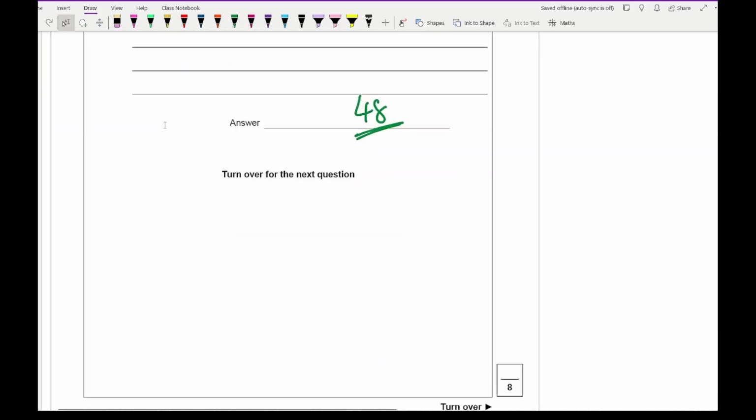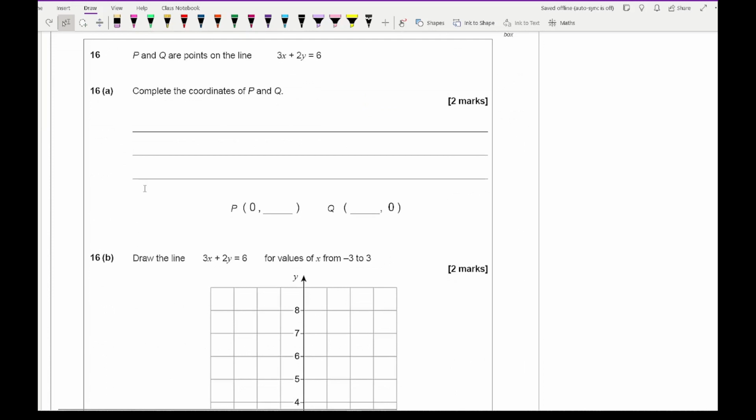Then working with the next question, looking at question 16, it says points P and Q are points on a line. Complete the coordinates of P and Q. So for this, what we need to do for P is when x equals 0, what do we get? Well, that disappears and we're left with 2y equals 6. Then with the next one, when y equals 0, that disappears, 3x equals 6.